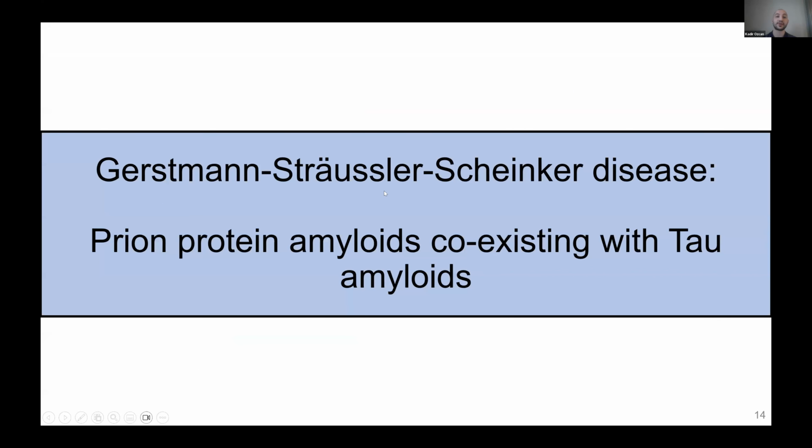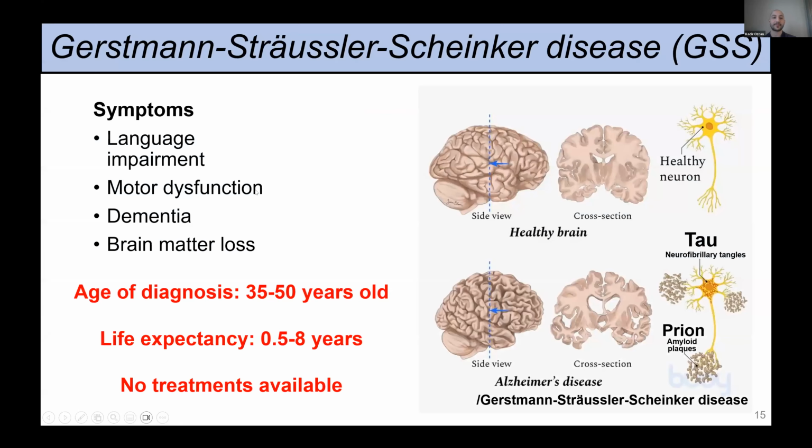So today I'll tell you a quick story about Gerstmann-Straussler-Scheinker disease, which is a prion protein amyloidosis with both tau and prion amyloids. The symptoms of this disease are very similar to Alzheimer's in that there's language impairment and motor dysfunction, and later in the disease, there's dementia with brain matter loss and death. And you can see here a healthy brain with just full-size brain, normal neurons. But in the case of both Alzheimer's disease and Gerstmann-Straussler-Scheinker disease, inside the cell you have tau protein, which forms neurofibrillary tangles. And outside the cell, you have amyloid plaques made of prion protein.